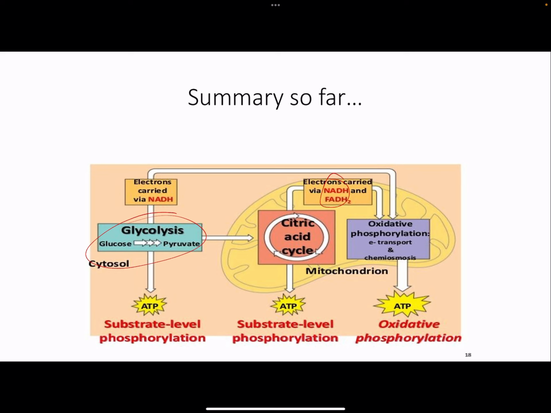We're making lots of NADH, lots of FADH2. This is substrate level phosphorylation, which really just is anything that's not oxidative phosphorylation. Haven't made much. We made 2 over here, and we made 2 over here. Remember that the GTP here are really just ATP.